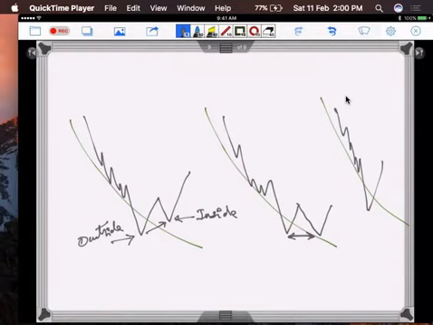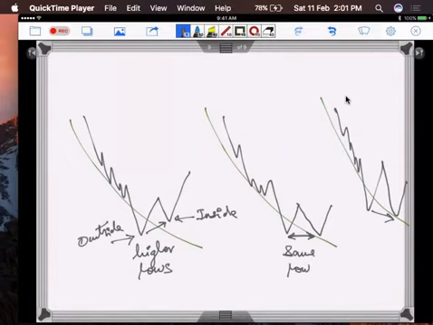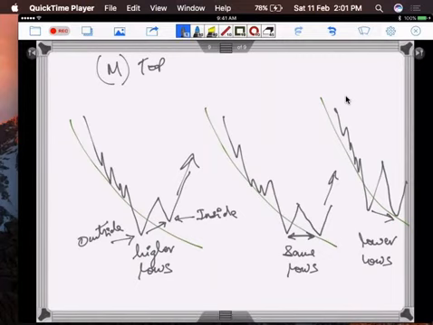Prices outside, come down to a lower level. It does not matter whether it's slightly higher, higher lows, or the same lows, or lower lows. Does not matter. This is an example of an M top. This leads to a possibility of a W bottom. This leads to a possibility of a bounce back.